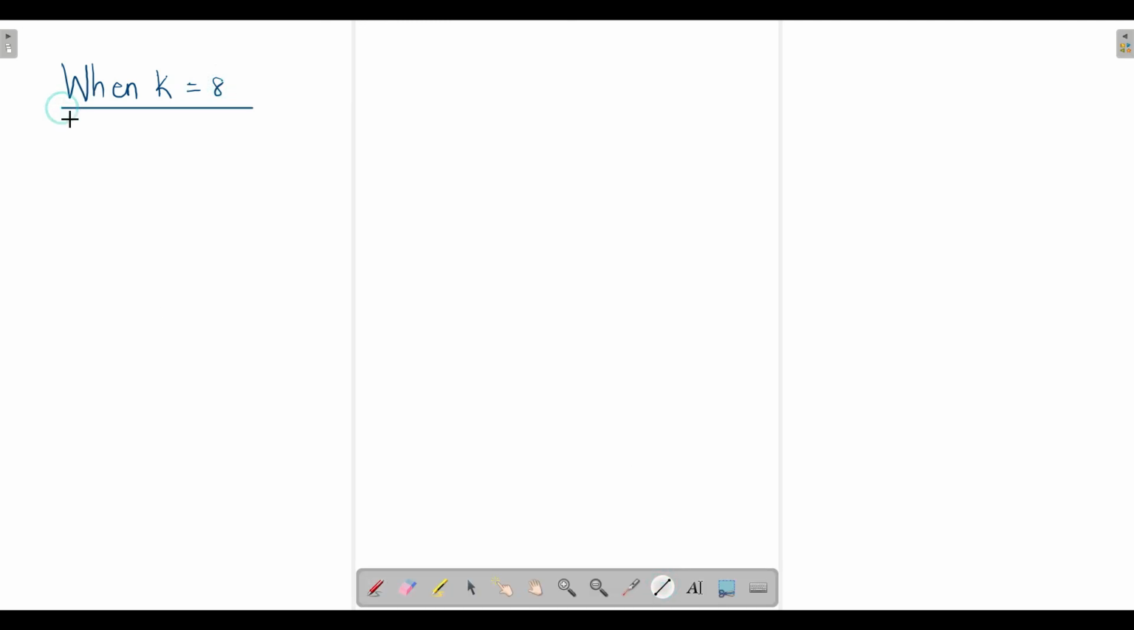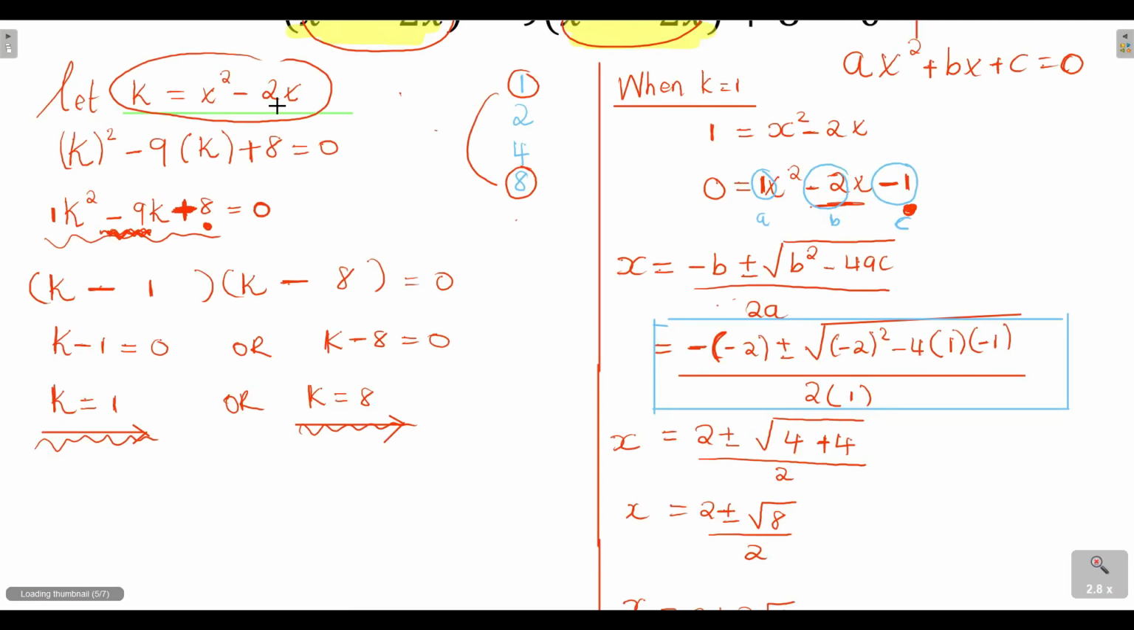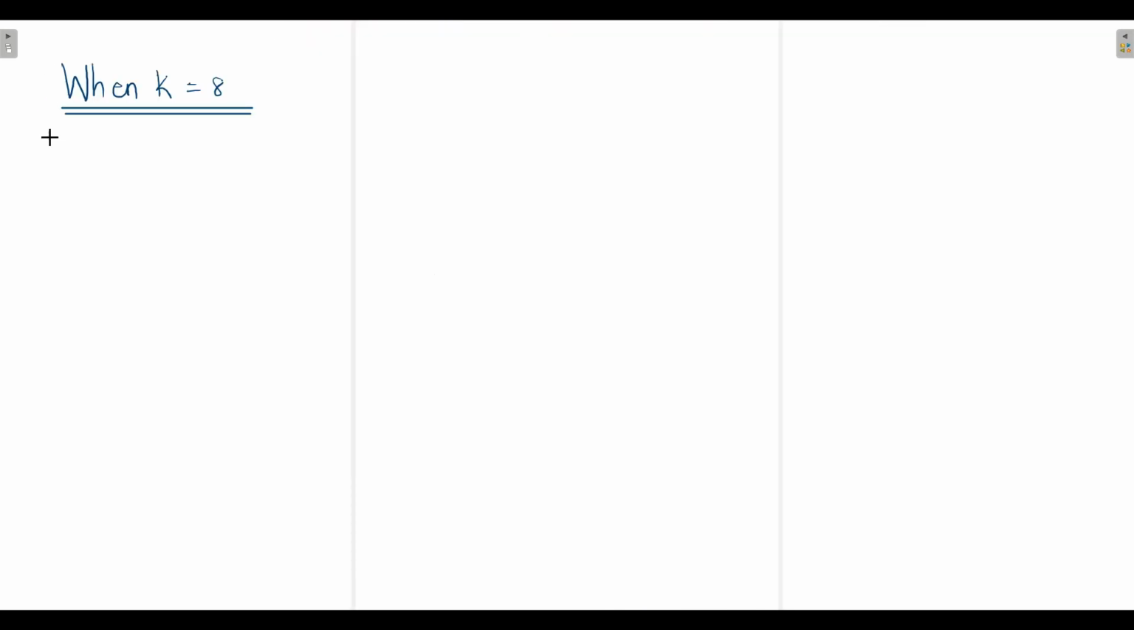What we're going to do now, remember we said, let k equal x squared minus 2x. Let's write that down. Remember we said k is equal to x squared minus 2x. Here we're saying, when k is 8, what is x? So where we see k, we're going to substitute: 8 is equal to x squared minus 2x.